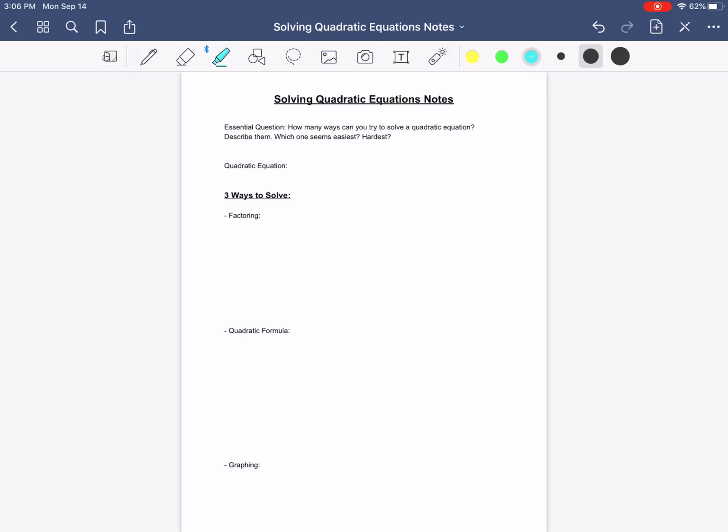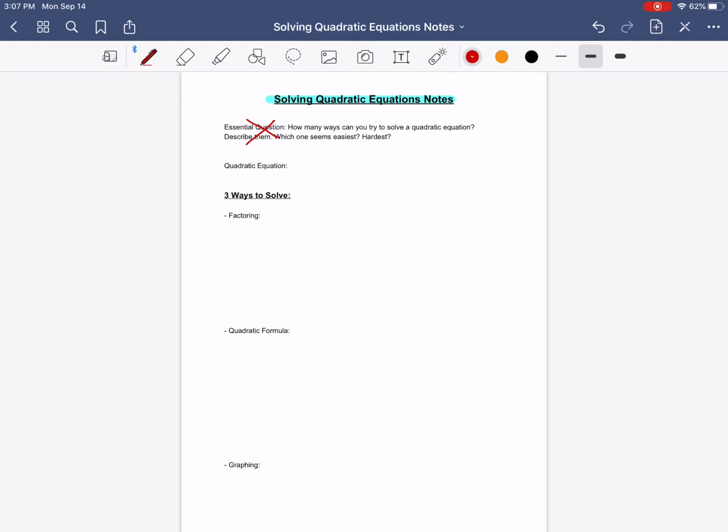So the first thing you can write down is the title, Solving Quadratic Equations Notes. Again, this is review, it's not new. You do not have to write down the essential question that's located on your slide 8 already. But basically we want to know how many ways we can solve a quadratic equation, to be able to describe them, which one you think is easiest and which one you think is hardest. That's what you want to be able to answer at the end of today's notes.